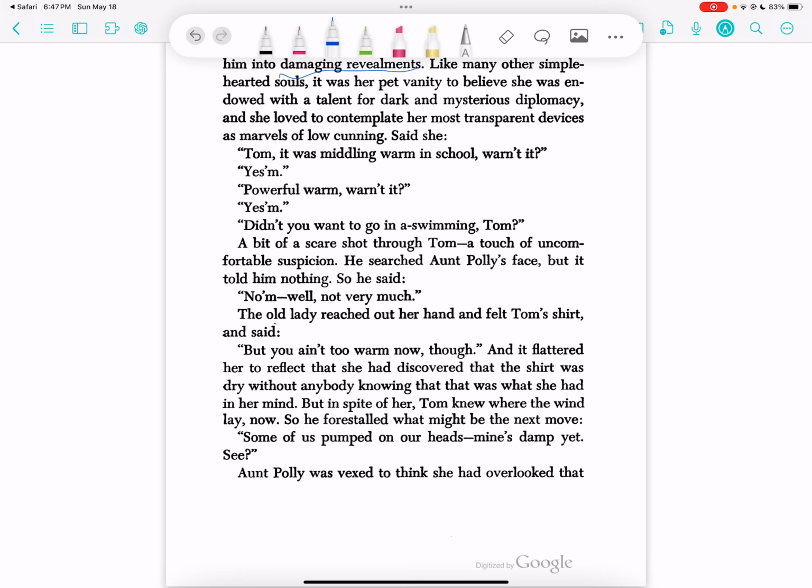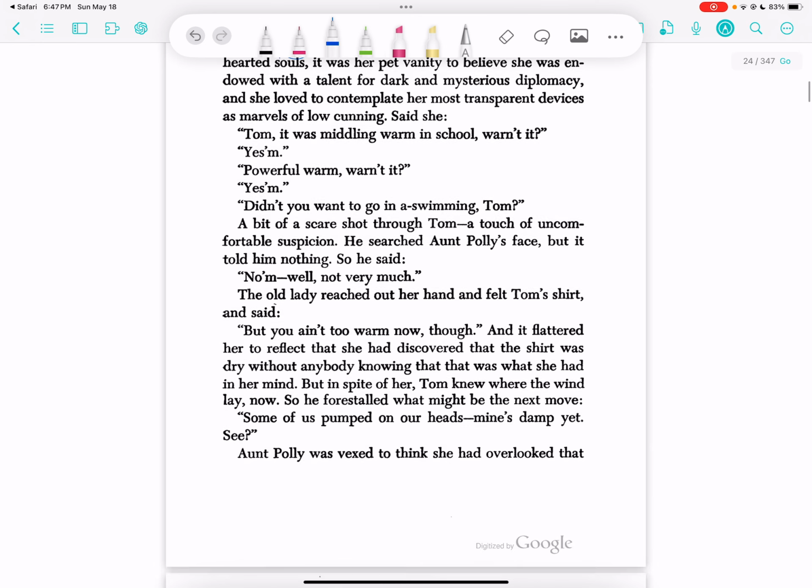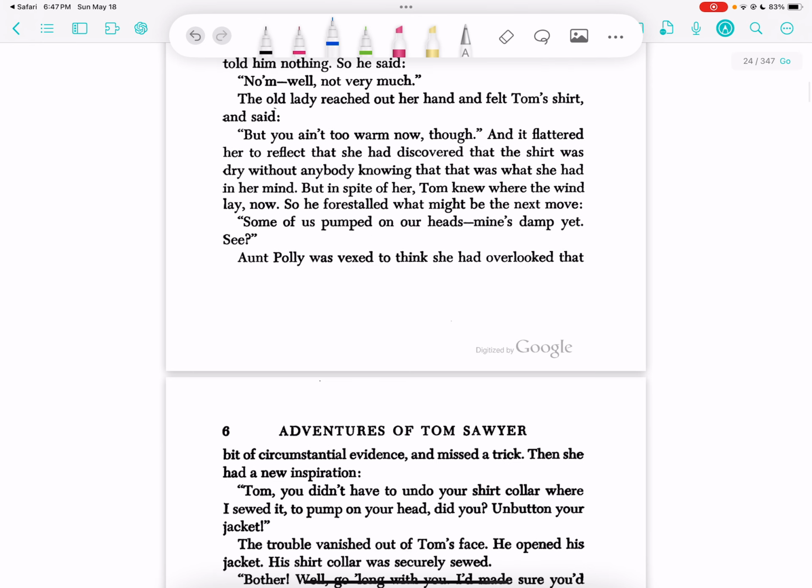She said, "Tom, it was middling warm in school, warn't it?" "Yes'm." "Powerful warm, warn't it?" "Yes'm." "Didn't you want to go in a-swimming, Tom?" A bit of a scare shot through Tom, a touch of uncomfortable suspicion. He searched Aunt Polly's face, but it told him nothing. So he said, "No'm, well, not very much." The old lady reached out her hand and felt Tom's shirt, and said, "But you ain't too warm now, though." And it flattered her to reflect that she had discovered that the shirt was dry without anybody knowing that was what she had in her mind.